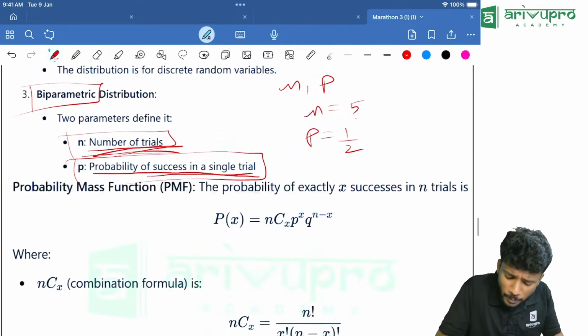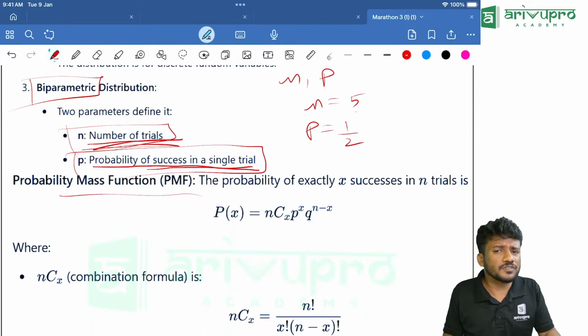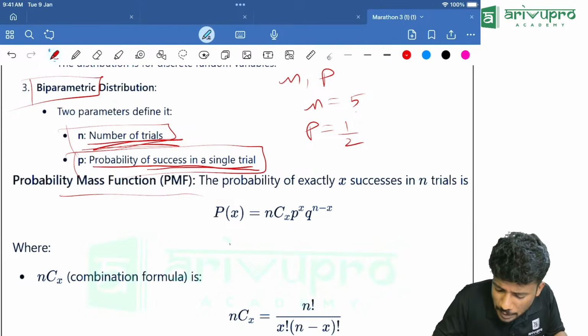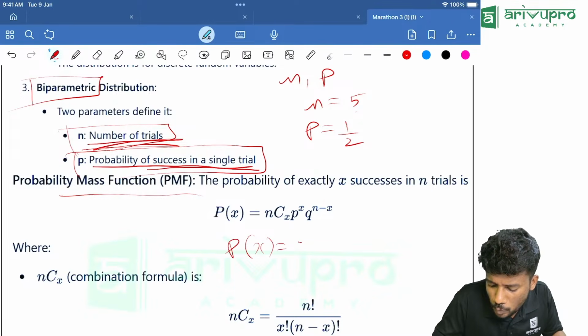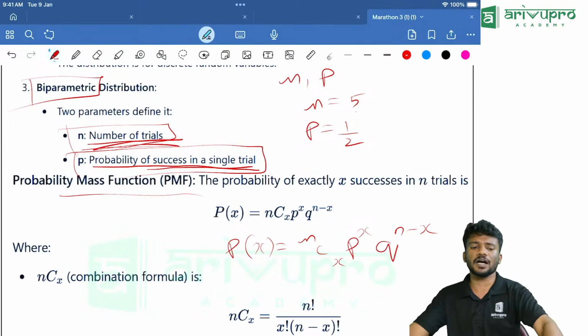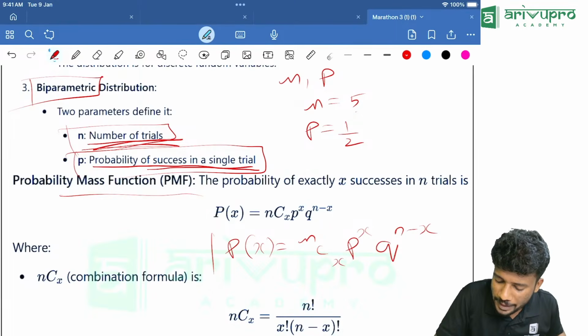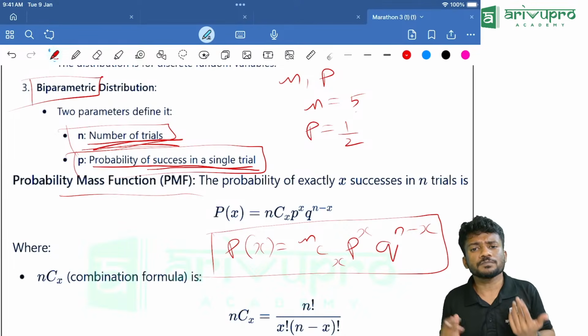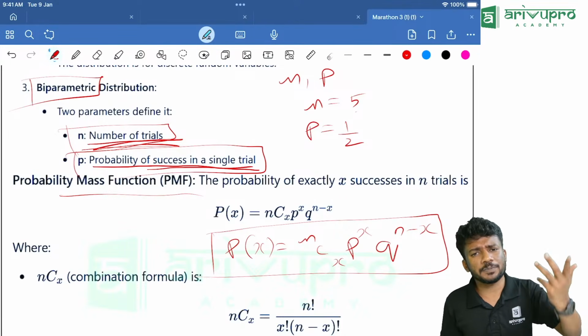Then we have a formula for probability distribution or mass function in case of binomial distribution. That is nothing but P of x is equal to NCX into P raised to x into Q raised to N minus x. You should know the formula. If you know the formula, you will be able to get 1 mark out of it. It is very direct.